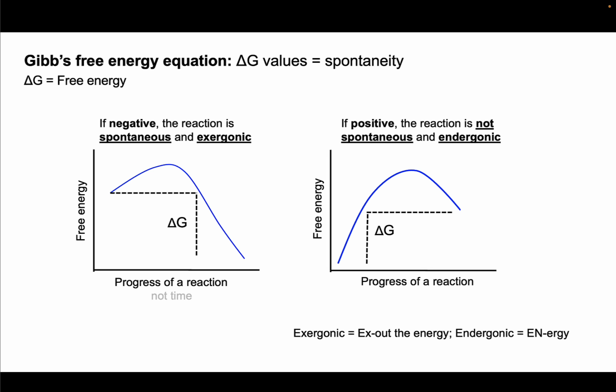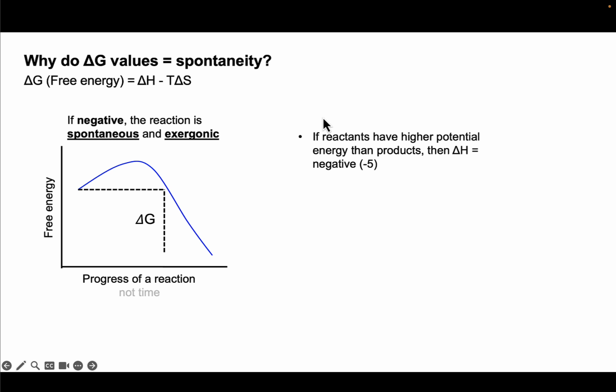Okay, so again, a hint for the quiz: definitely know what the signs of delta G mean, whether it's negative and spontaneous or positive and not spontaneous. But why is this? Why, when delta G is negative, is that spontaneous? Let's think about it with math.